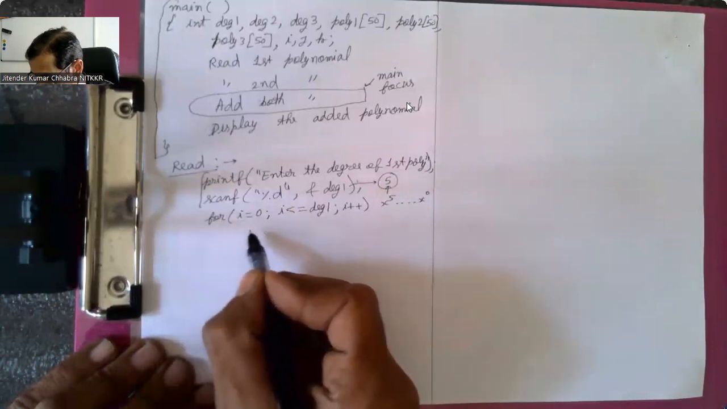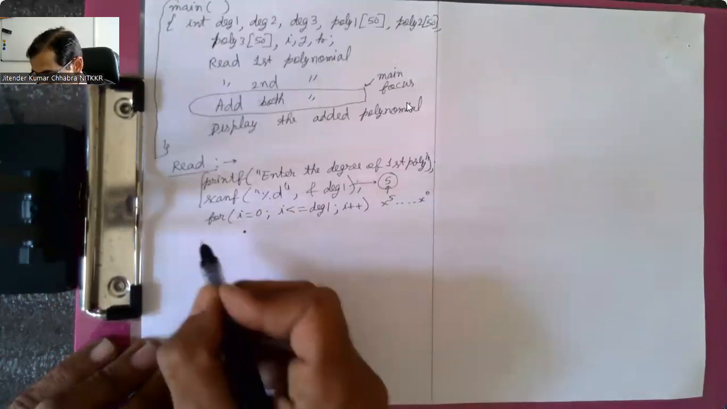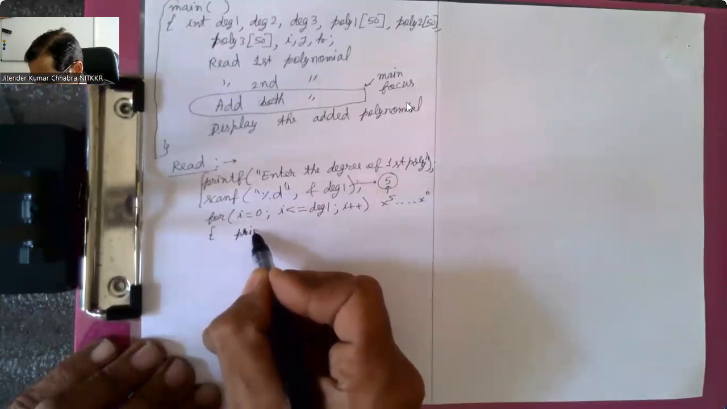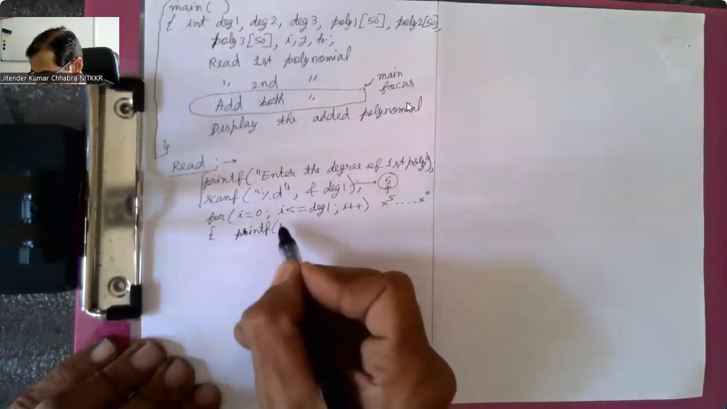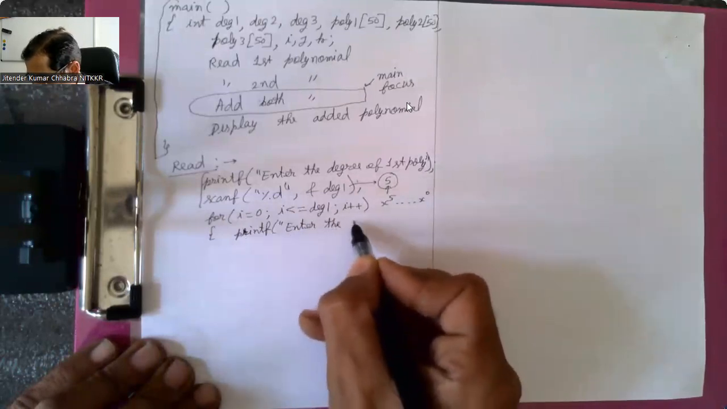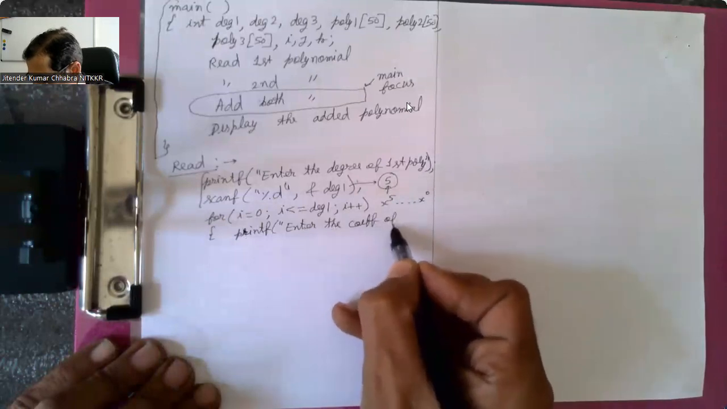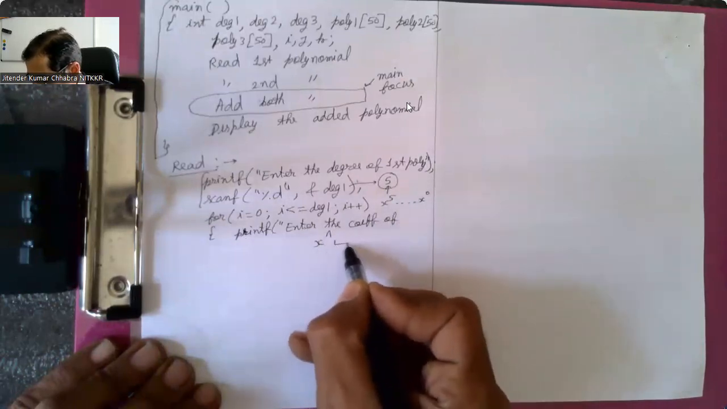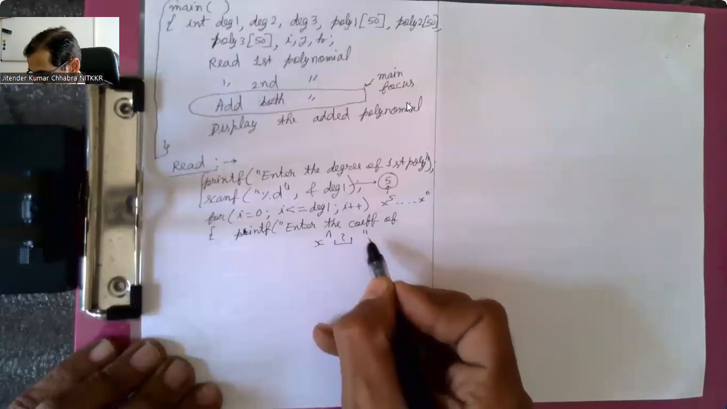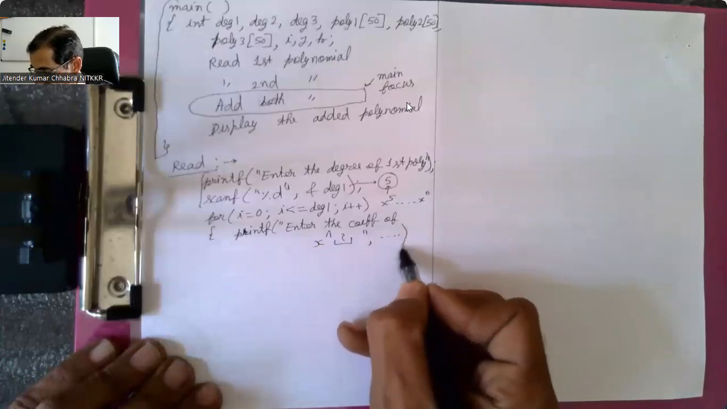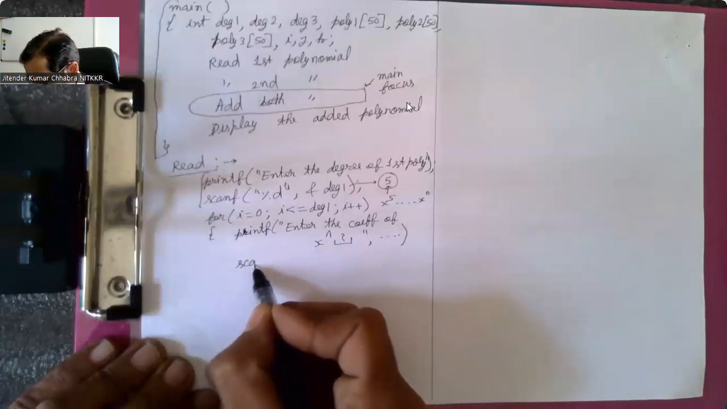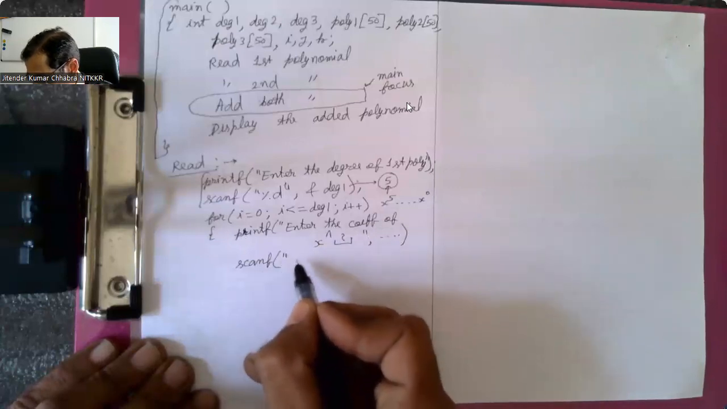Again, I can have here a scanf statement directly, but it will be always better to write a printf message telling the user which coefficient is being read. So maybe you could give a message, enter the coefficient of x raised to something to be printed here, so that user comes to know which coefficient is being printed here. So you can think of how to give that message. But ultimately, I need to read it at scanf level.